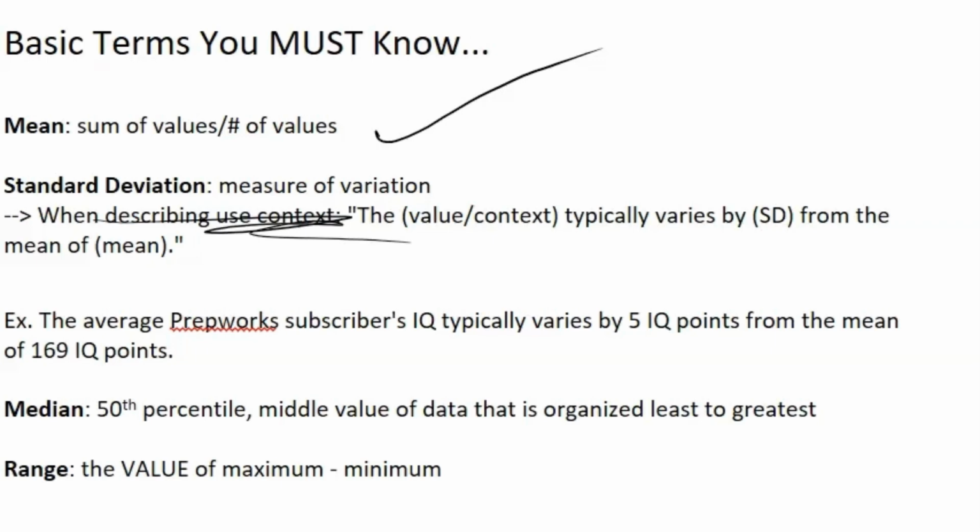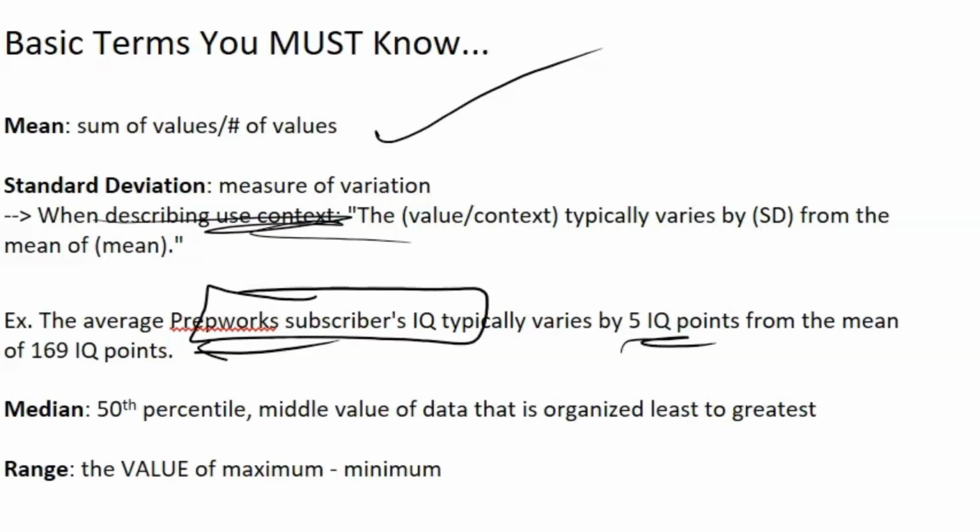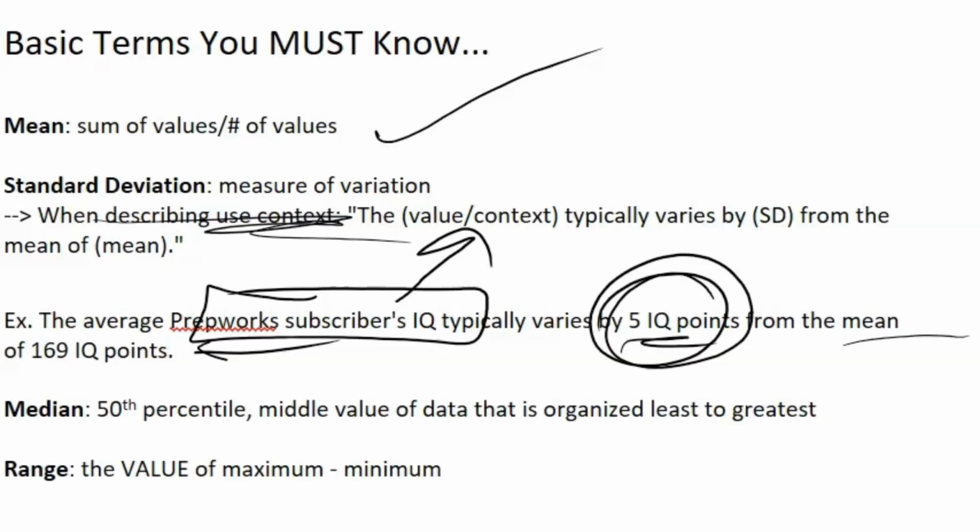So you want to say the value in context, it typically varies by standard deviation value from the mean. Okay, that sounds kind of weird, so let's look at the example. The average PrepWorks subscriber's IQ typically varies. So PrepWorks subscriber's IQ is the value in context. Always put it in context. Varies by 5 IQ points. That's the standard deviation from the mean of 169 IQ points.